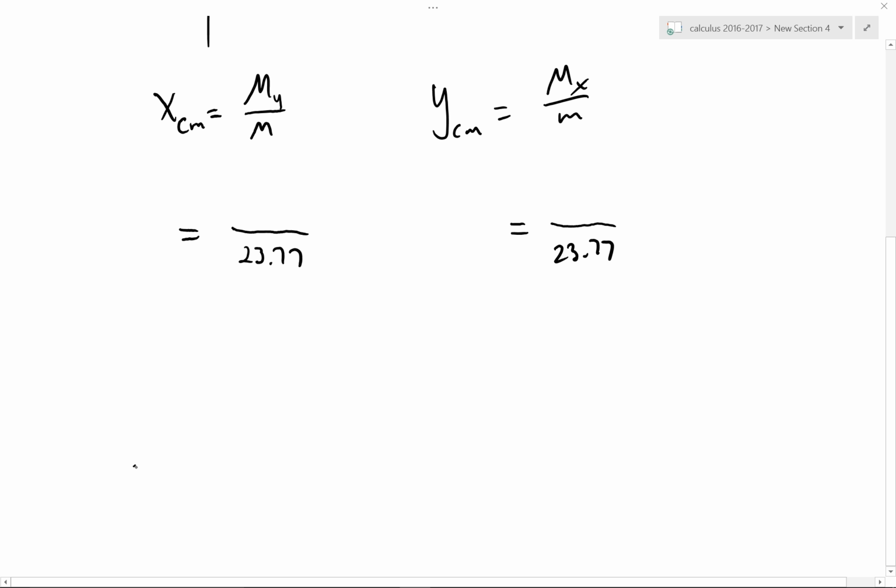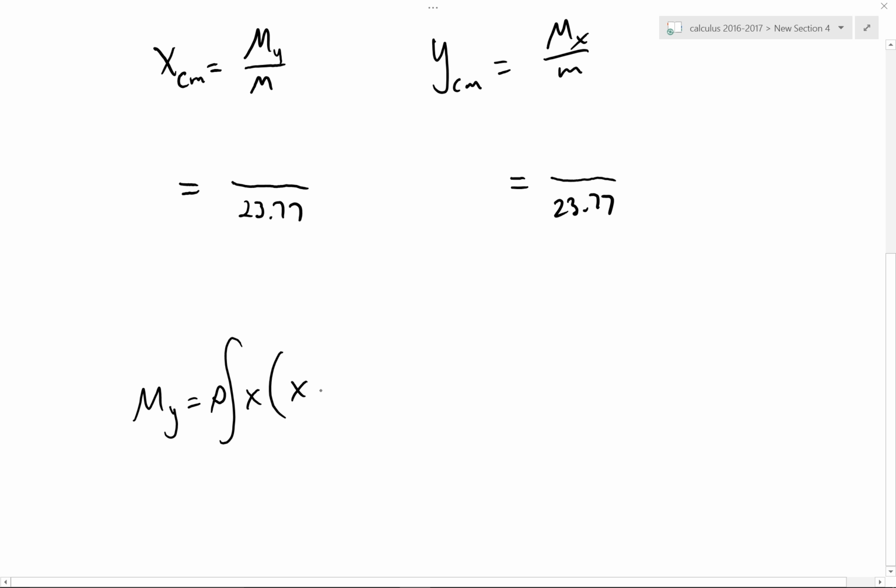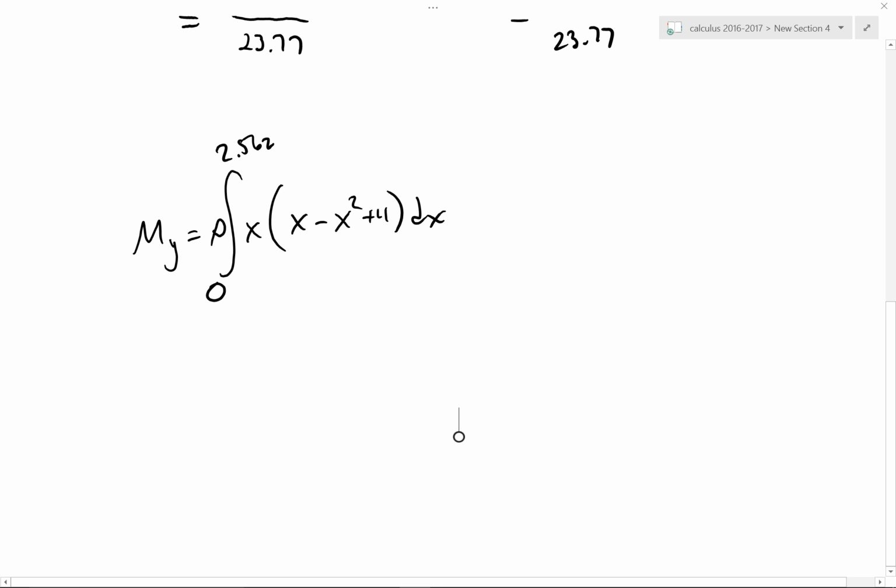Cool. So for the moment about y, the function is what? Well, remember we just wrote up there a minute ago. It is rho, and then it's x times the difference in the two f of x's. But we only have one f of x, right? Well, technically we have two: this guy and f of x equals 0, because it's down to the x-axis. So this guy minus this guy is just the original, yes? So it's x times, from 0 to 2.562. Our rho we said was 3. So this is the integral of x squared minus x cubed plus 4x dx. Now let's go to integrating.